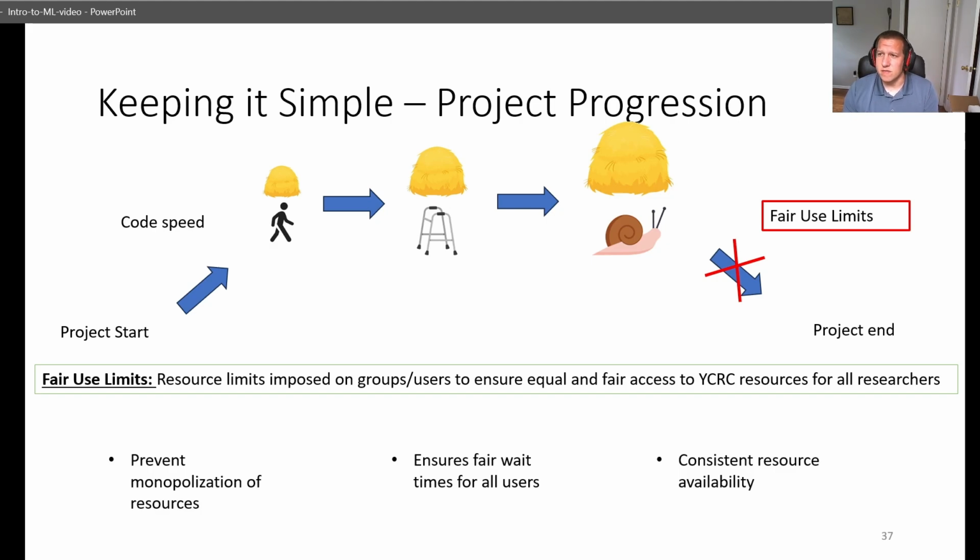We can't have one group request all 40,000 CPUs. And because everyone is forced to share the resources, we have to ensure they're shared fairly and everyone has an equal chance to use the resources when they need them. This also makes the wait times more consistent for users.